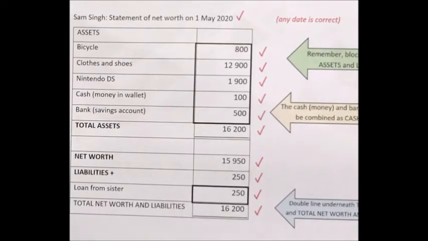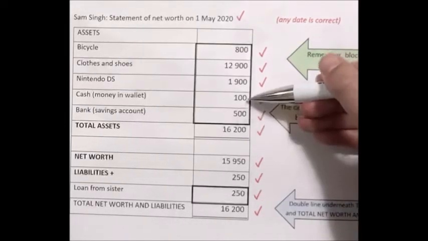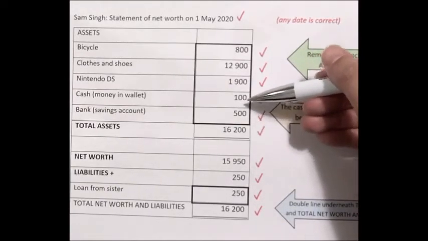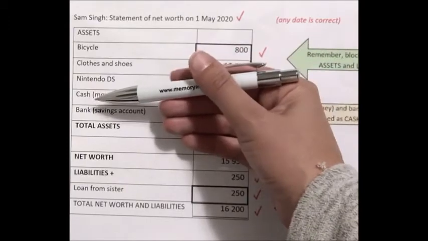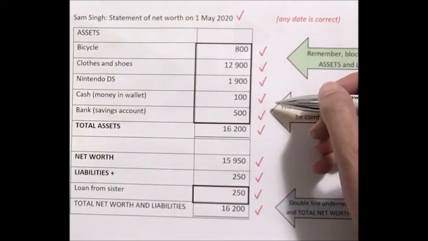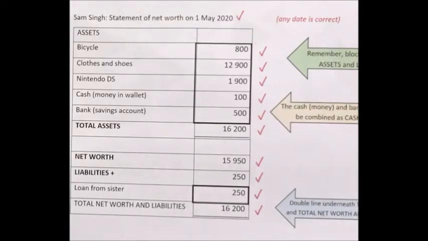Now, grade 7s, you could have grouped these two together and written 600 Rand, and then your heading would have probably been cash or money. Then you just give the 2 marks straight away. So you are allowed to group the same items together.